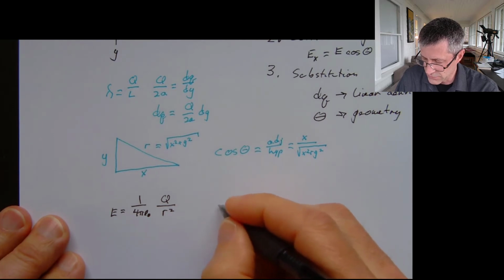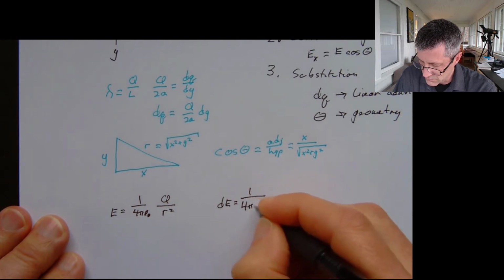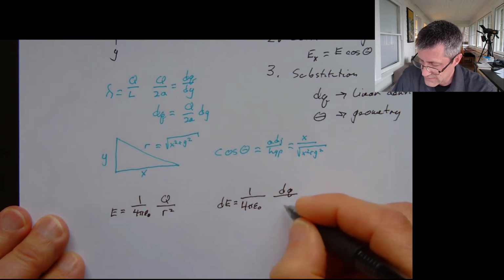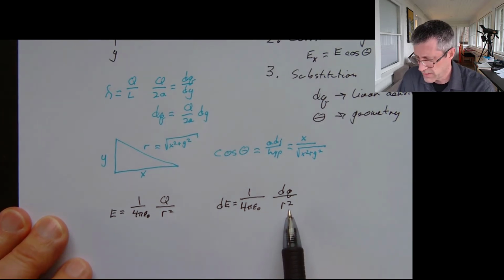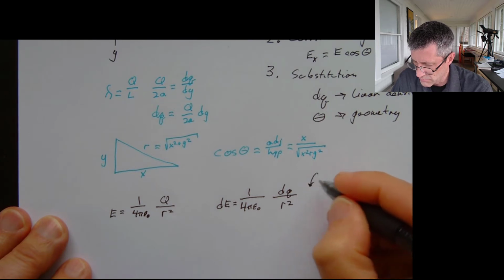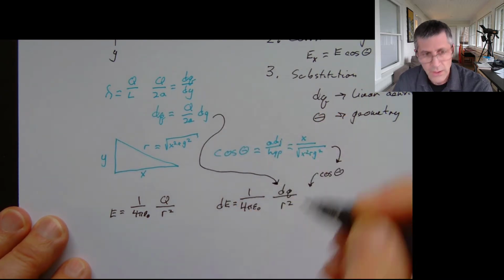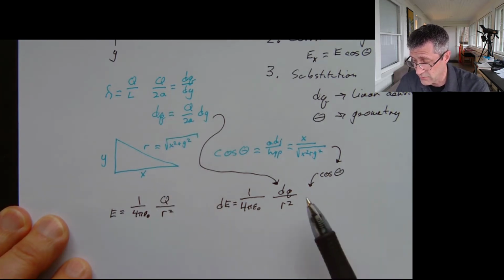So I'm just going to do the calculus version of this. That small amount of electrical field is going to come from 1 over my constant, 4 pi epsilon naught, times that small amount of charge divided by the distance to that charge. Hopefully you can see where this is going. Now I'm going to add together my three things, my symmetry. So I'm going to put in the cosine of theta, replace the cosine of theta with the geometric function, and replace dq with my linear charge function, which gives me an equation that has only y in there.